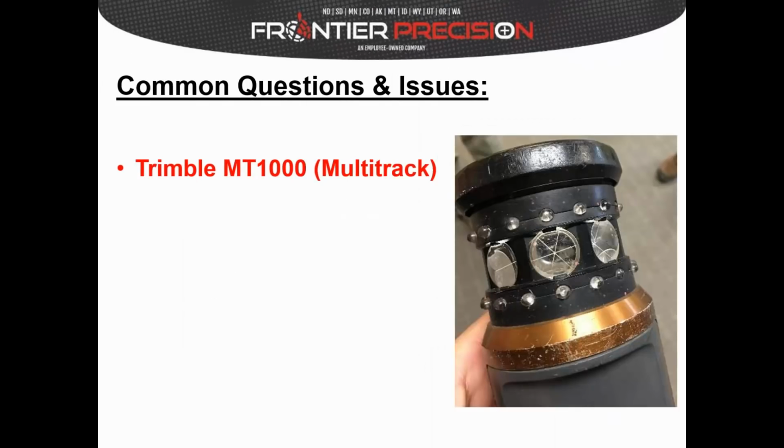Some things with the MultiTrack. First and foremost, probably one of the more common things we see are damaged or pushed-in diodes. These can be problematic. Unfortunately, we see a lot of these MT1000s that get tipped over or bumped and the diodes on them are pushed in. They're not broken, but they're just pushed into the housing a little bit. This will typically cause inconsistency in your measurements when that diode is pointing at the gun. You'll especially see inconsistencies in the vertical.